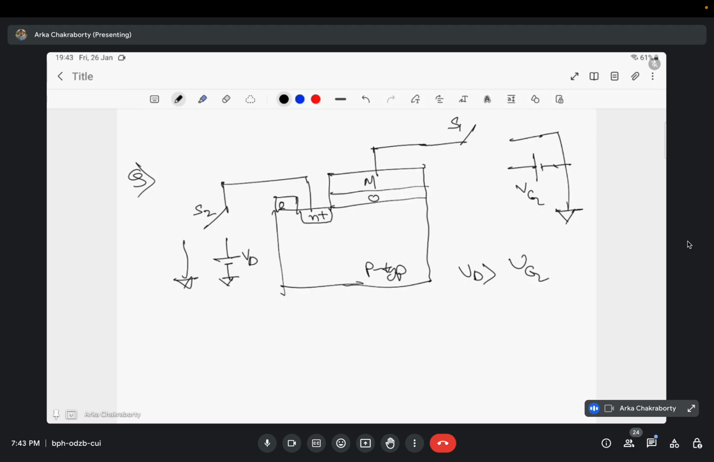Can anyone tell me, there are two junctions present here. One is drain and channel junction, another is source and channel junction. Can anyone tell me which junction is in forward bias, or are the junctions both forward biased or both reverse biased, or one in forward bias, one in reverse bias? Think for 2 minutes and try to come up with an answer. By that time let me write the question. If anyone comes up with an answer, you can raise your hand.